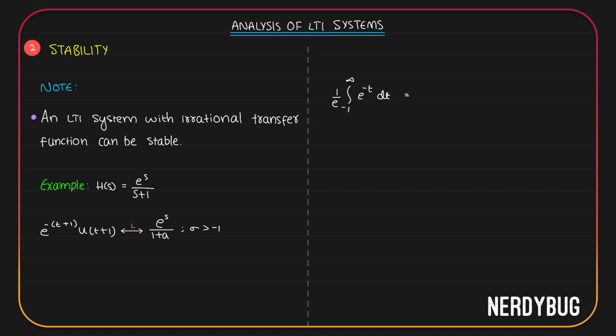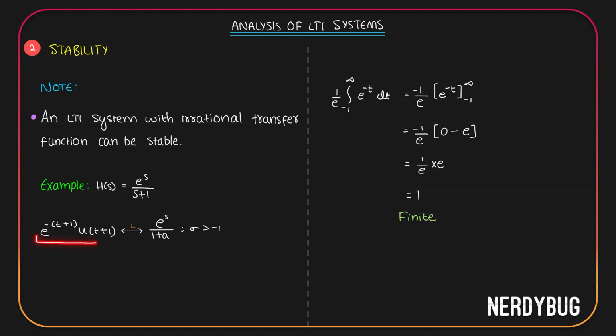Now let's do the integration. 1 by e times the integral of e raised to minus t is minus of e raised to minus t, with the limit from -1 to infinity. So this becomes minus 1 by e. Giving the upper limit, we get e raised to minus infinity, which is 0. So 0 minus, giving the lower limit, e raised to minus of -1, that is e raised to 1 or e. So this is actually 1 by e multiplied by e, or 1.